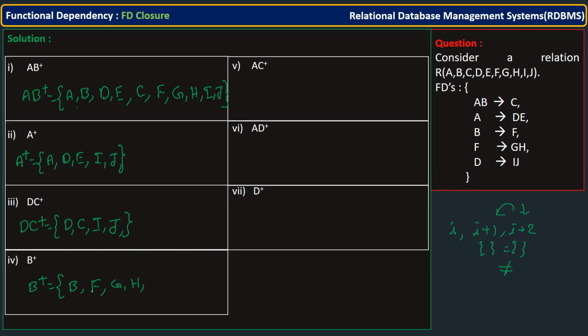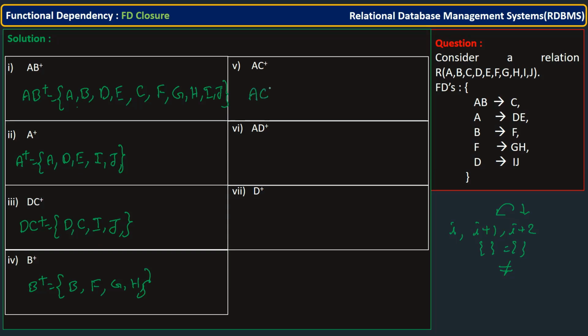So that is what you have, BFGH. Even if you go to the next iteration, AB is not there, A is not there, B is there, that is why F is already added, and F is there, so GH already added. D is not there. So you can see now the current iteration and previous iteration sets are same, so you can stop the process. So B closure is BFGH. Okay. Since we did these 4, you can practice these 3.